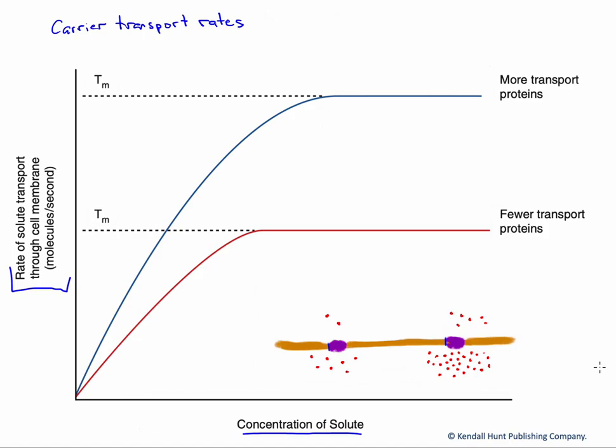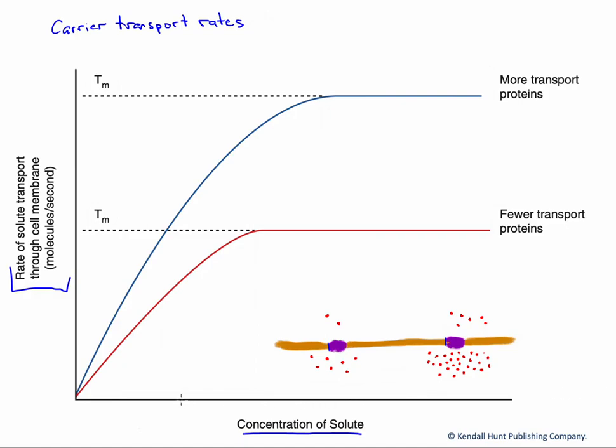This could be true of carrier-mediated transport as well, facilitated diffusion, but we could also have scenarios where we are driving solutes against their gradients using ATP or the energy dissipated through the gradient of another solute, co- or countertransport. Now back to our graph here.